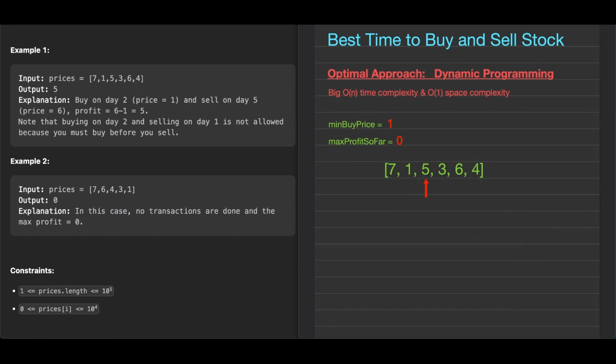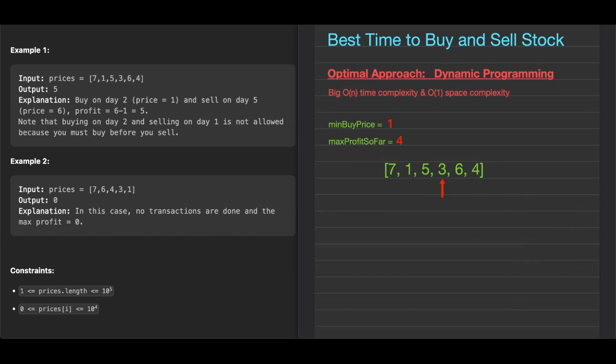So the for loop iterates to day 3 and we have a price of 5. We compare our current minimum buy price of 1 to the current price of 5 and we keep 1 as the current minimum buy price. The current price does not equal the current minimum buy price, so the if condition does not trigger. Next, we'll calculate the current profit by taking our current price and subtracting the current minimum buy price from it. So 5 minus 1 gives us a sell profit of 4. And all that's left to do is compare the current profit to our maximum profit so far, and we'll assign the greater of the two values to maximum profit so far. In this case, 4 is greater than 0, so our new maximum profit so far becomes 4.